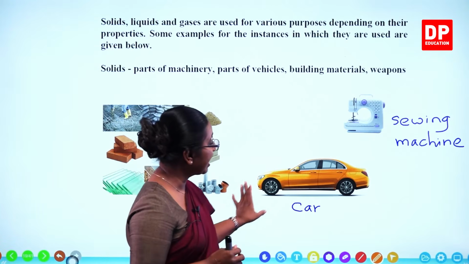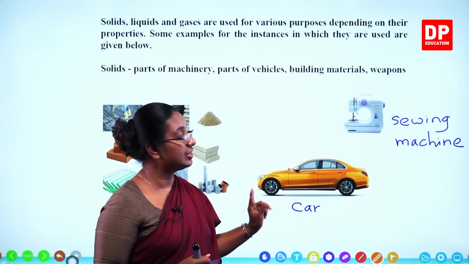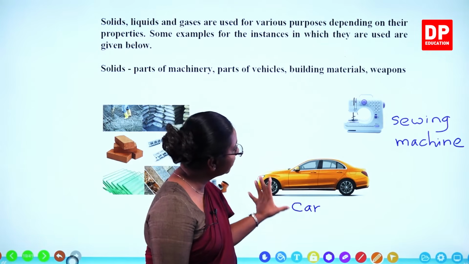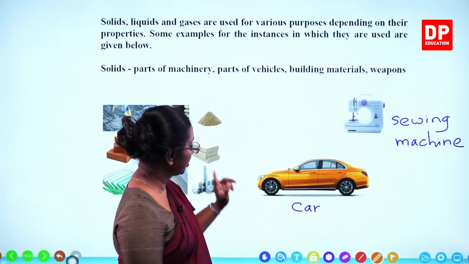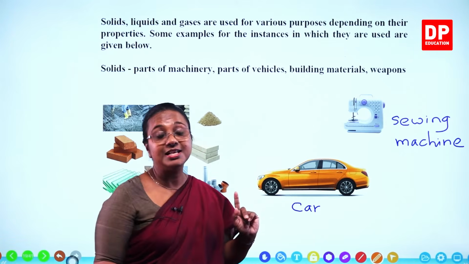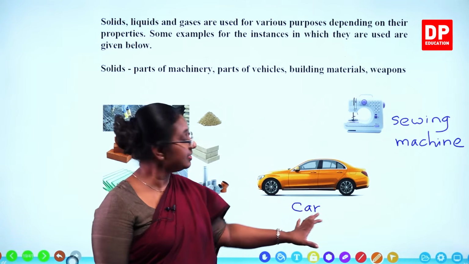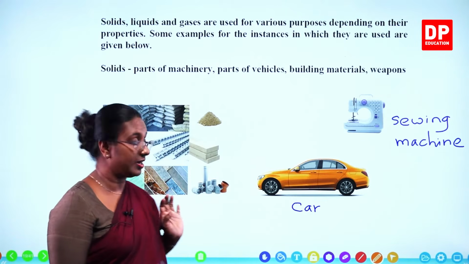So because of that, solids can be used as vehicle parts. So many different parts of the vehicle are made from solids. But you all know inside the tire there is air. So that is also used in vehicles, but most parts are solid.